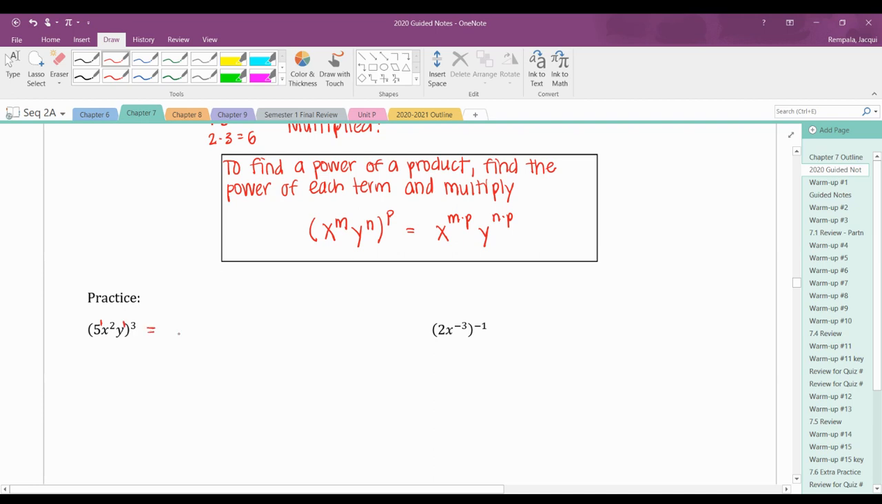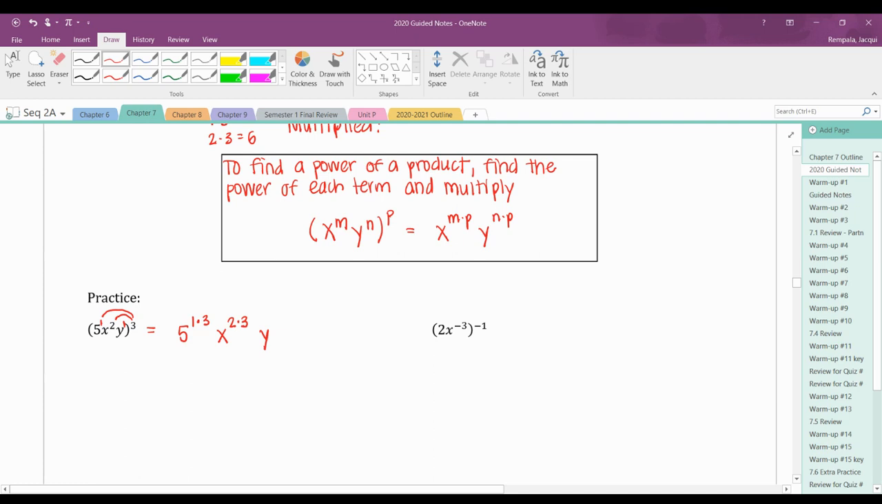So what I'm going to do is I'm going to keep the base of 5, but then its exponent of 1 gets multiplied by the outside exponent, which is 3, because I'm basically distributing it. Then I keep the base of x. Its exponent was 2. Because it's a power to a power, I'm basically distributing that 3, so they get multiplied.